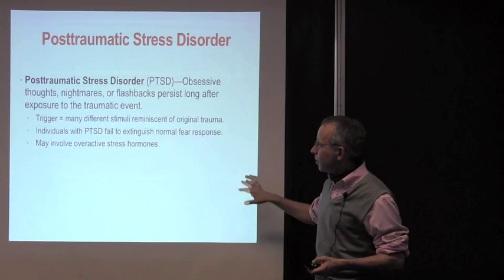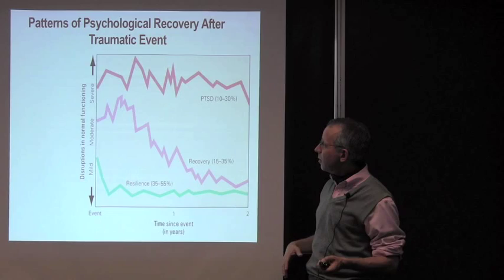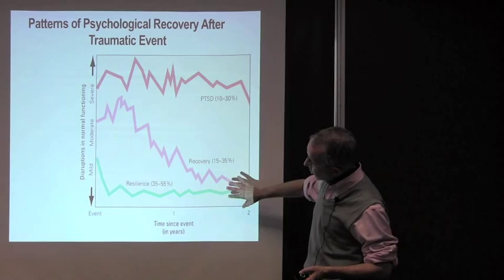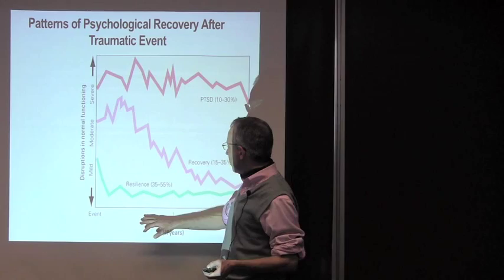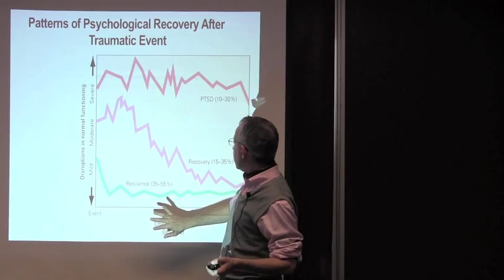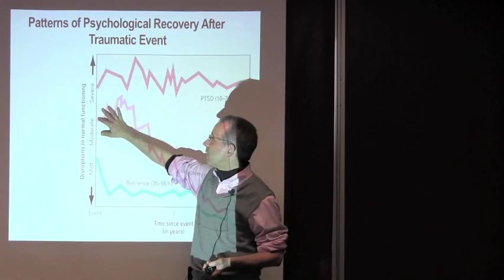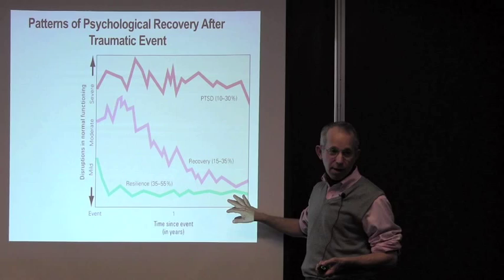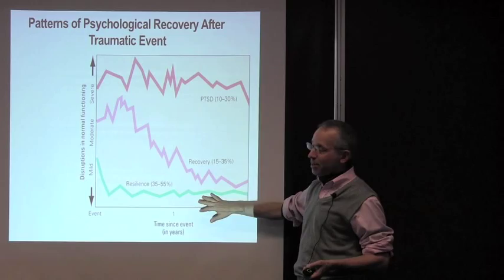So there's a whole constellation of stress responses. This looks at the time since the event, the patterns of psychological recovery. This looks at disruptions in normal functioning. So after some traumatic event, maybe about a third to a half of the people are just fine. Nothing happens. Another third of the people are very traumatized initially, but in time, 6 months to a year or so, recover. But PTSD is what happens when after 6 months or a year, the people just haven't recovered.